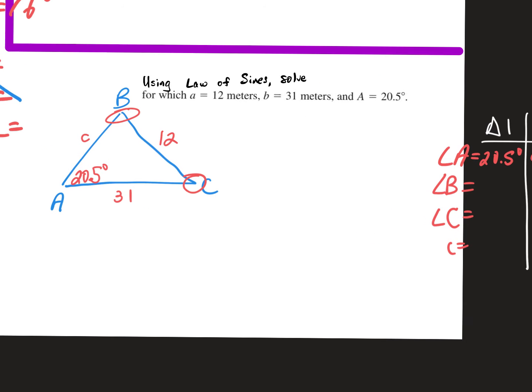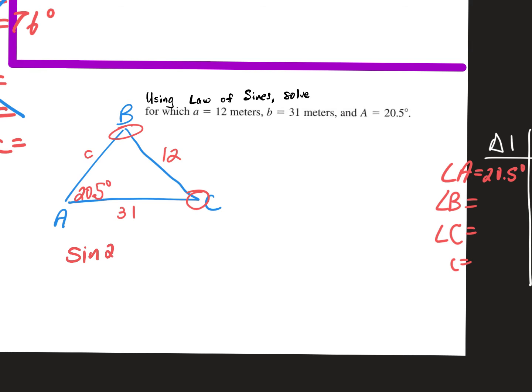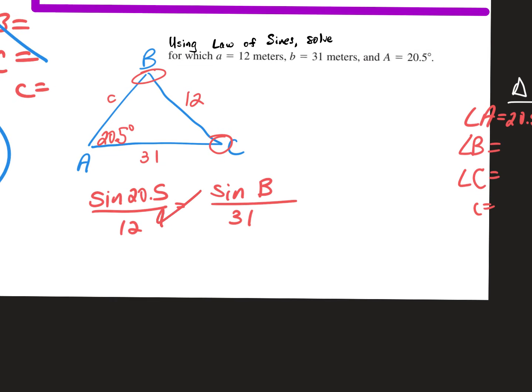All right. So do I have enough information to use the law of sines? I do. I have a side length, 12, and the corresponding angle. So I can say the sine of 20.5 over 12 equals, what angle do you want to find? We have to find B. How come we have to find B? Because I have nothing about C. I don't have a side or an angle, but I do have side B. So we're going to cross multiply. We get 12 times the sine of B equals 31 times the sine of 20.5.